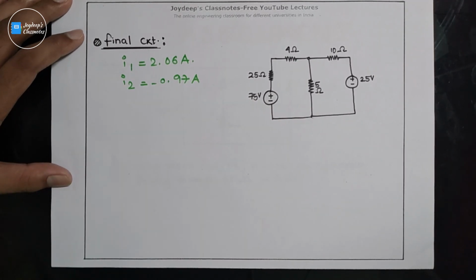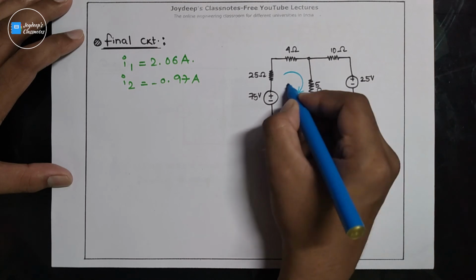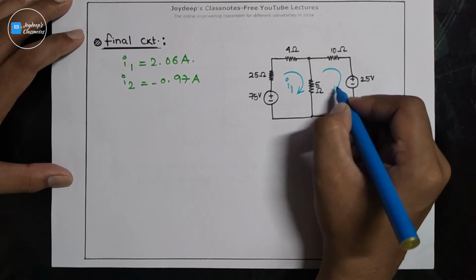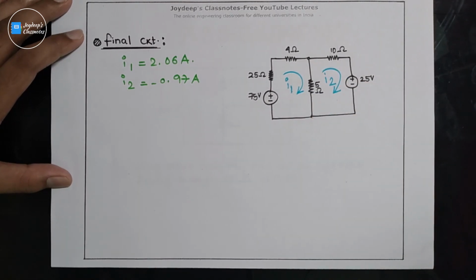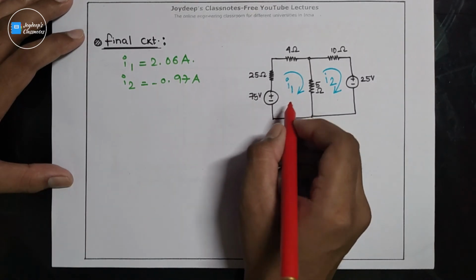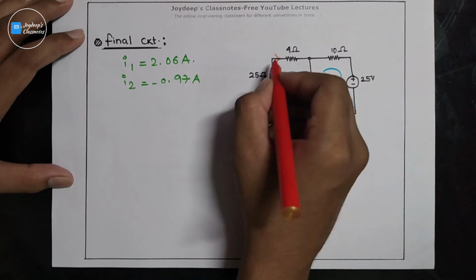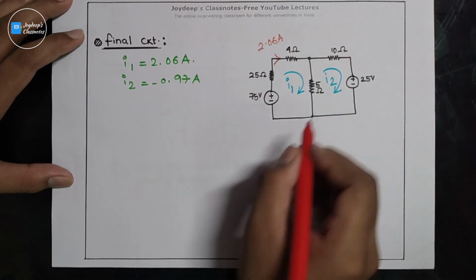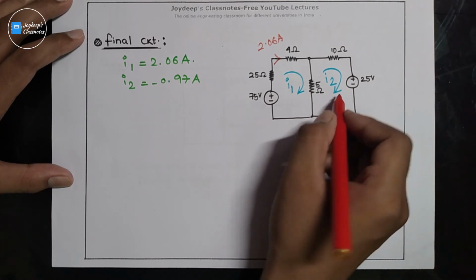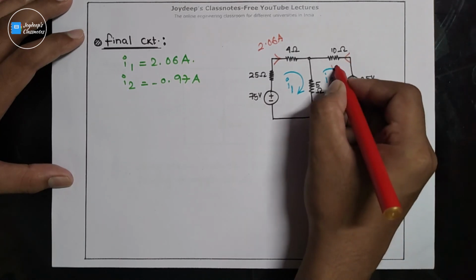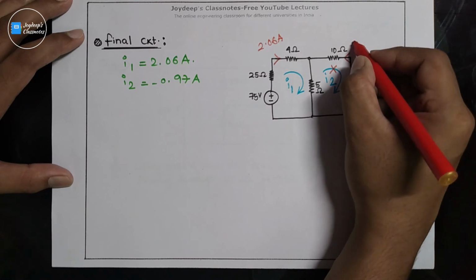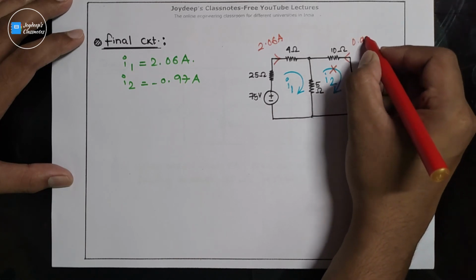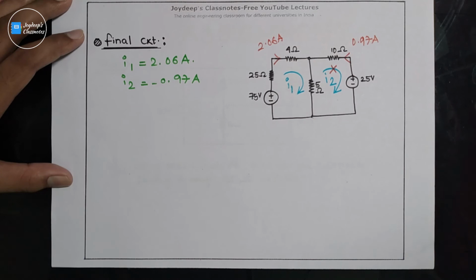So what we assumed is that the direction of I1 is this and I2 is also clockwise, right? But the actual answer says the direction of I1 is correct, absolutely fine, that in this way 2.06 amps is flowing. But what about I2? I2 is flowing in the opposite direction. This is the wrong direction. So counterclockwise the 0.97 amps is flowing, right?